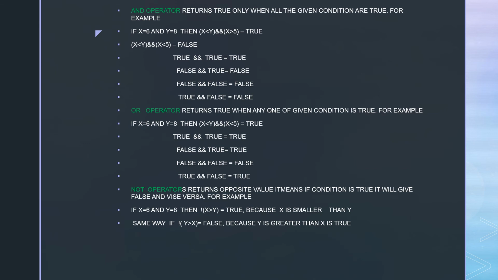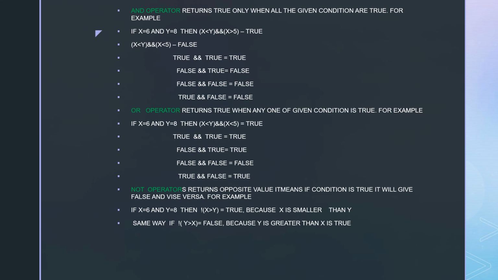Now here are the combinations, I will just tell you in short. True and true makes true, false and true makes false, false and false makes false, and true and false makes false. Means if any one condition is false, the answer is false. That we have to keep in mind.